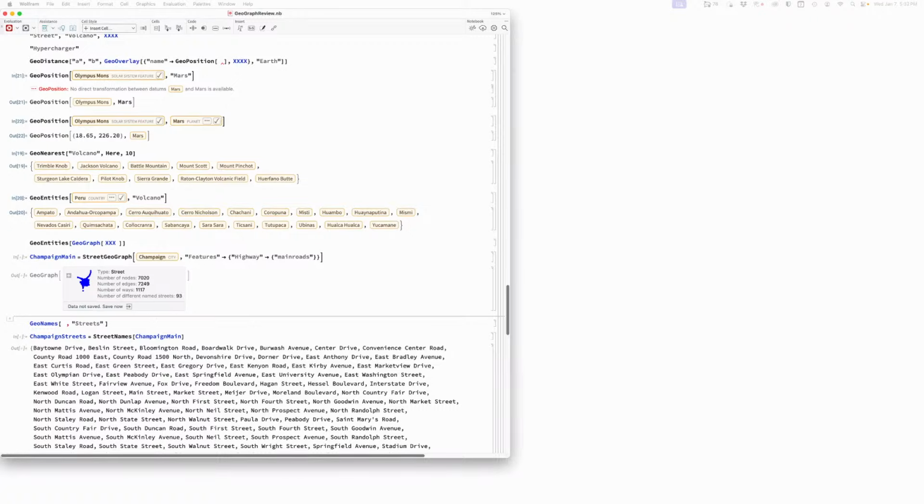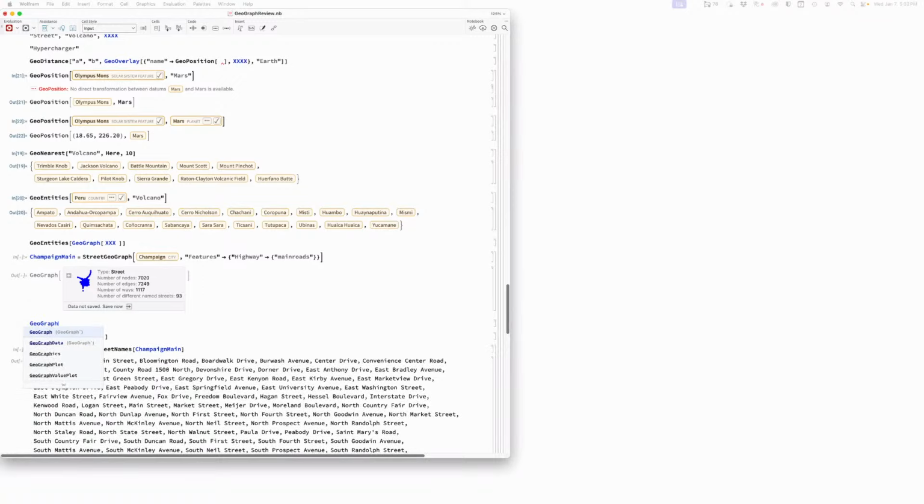Look, you're basically saying GeoGraph of some geo region or some geo entity, comma, what you want the graph of. So this is main streets, for example, whatever it is. Am I making sense? We definitely don't want to put it in function names. This needs to work the same way that geoentities works, etc.